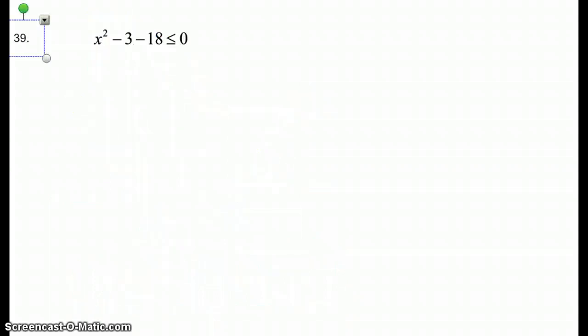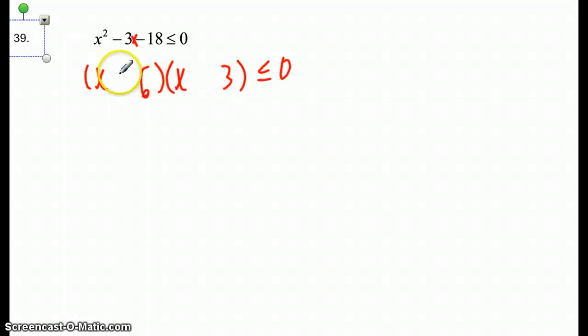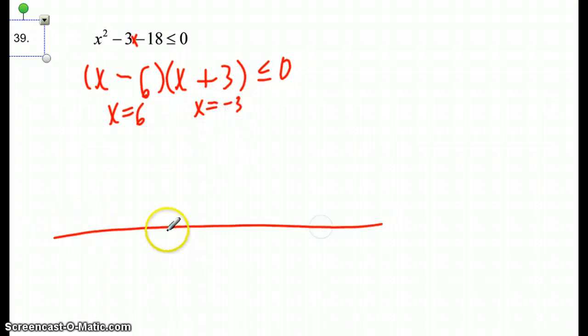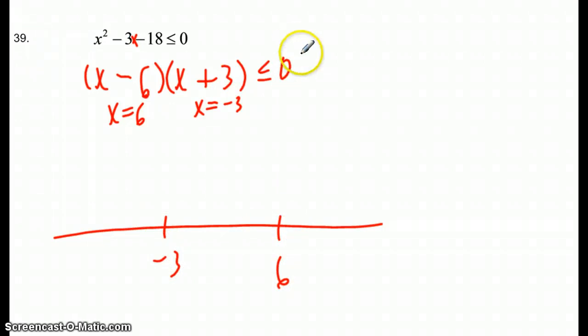I think you may be starting to get the idea here. By the way, I think this is supposed to be 3x here. I think I didn't type in the whole problem there. So if I factor this one, let's see, x and x. Factors of 18 would be 6 and 3, negative and positive. I've got x equals 6 would be a solution, and x equals -3 would be a solution. So I draw my line, and -3 and 6, put my points, and less than 0.